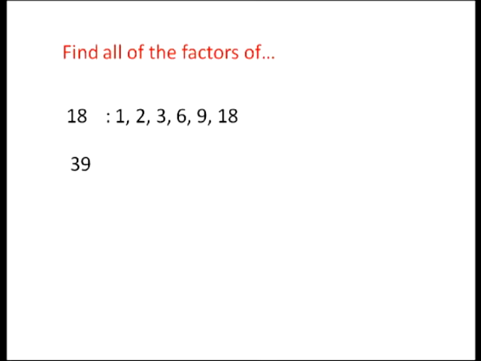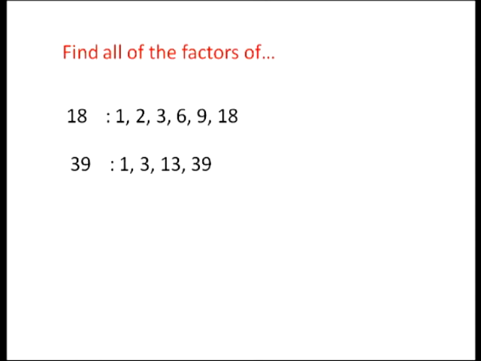Well, this one's a little bit harder. 1 and 39 are definitely factors. That's always going to be true. 1 and the number itself are factors. Okay, so I start thinking, well, is 2 a factor? Well, 39 divided by 2 is not a whole number, so no. Is 3 a factor? 39 divided by 3 is 13, so both 3 and 13 are factors. Is 4 a factor? Well, 39 divided by 4 is a decimal. Is 5 a factor? 39 divided by 5, decimal, so it's not a factor. And you can keep going and see that these are the only factors of 39.